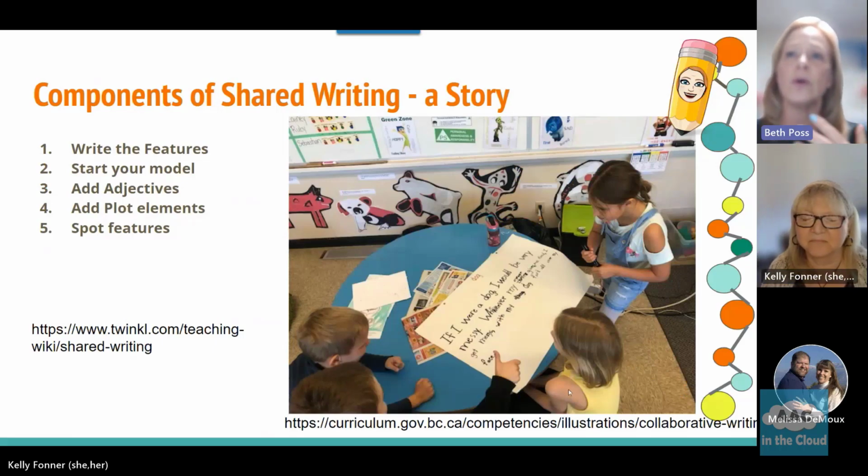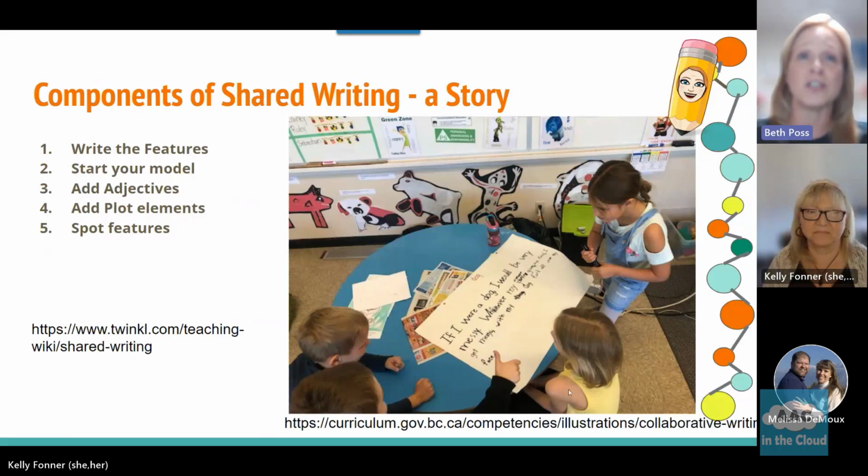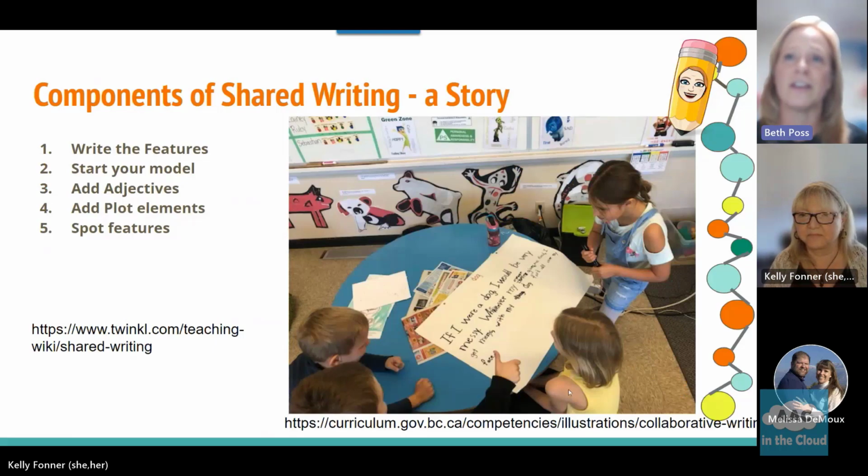Then you can go in and add additional elements to it, right? Add adjectives, add plot elements, have a feature on particular literacy elements that you might be looking for. So whether it's exciting verbs or descriptive adjectives or having a variety of nouns, whatever it might be, those are all the components that you're going to do collaboratively with the students, getting their input.